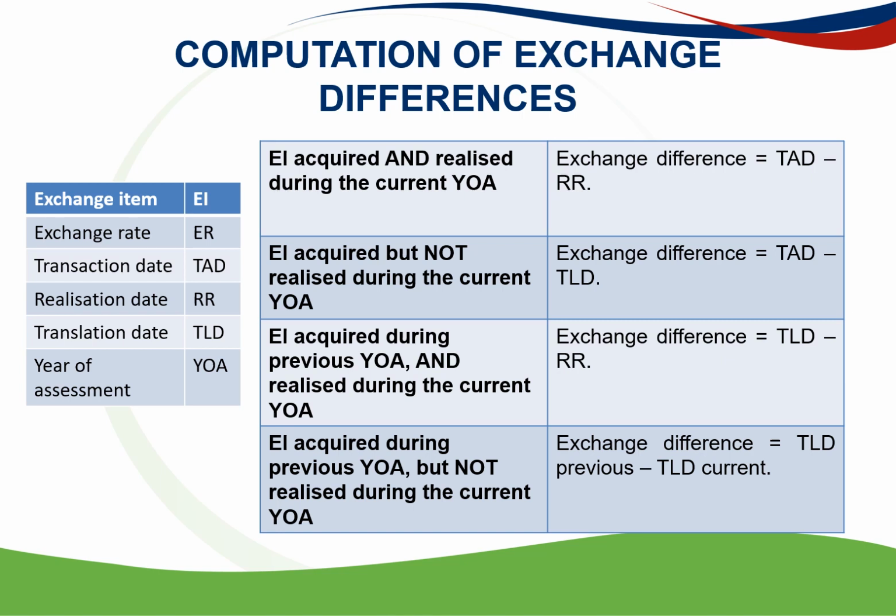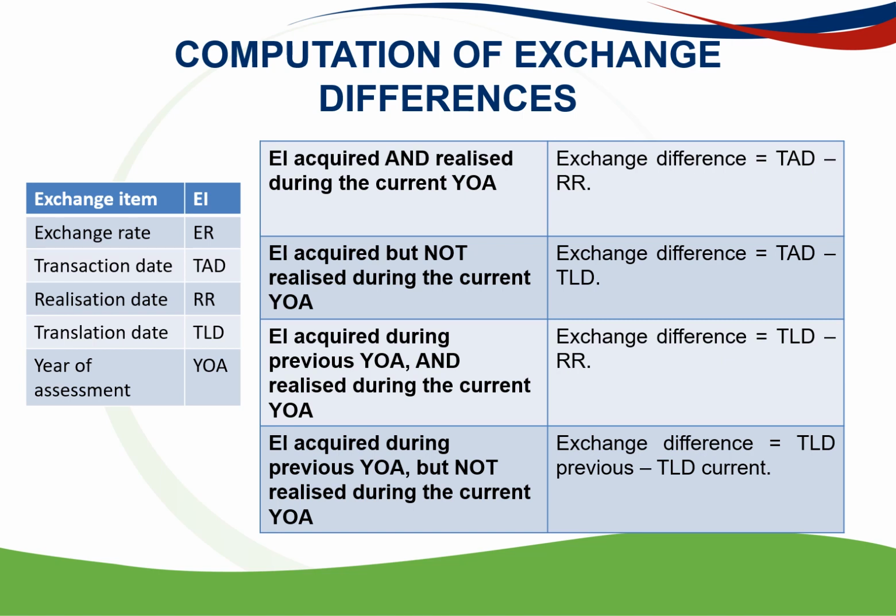The third one says your exchange item is acquired in a previous year of assessment and realized during the current year of assessment. The exchange difference will be the exchange item multiplied by the exchange rate at which the exchange item was translated at the end of the immediately preceding year, less the exchange rate at which the exchange item is realized during the current year.